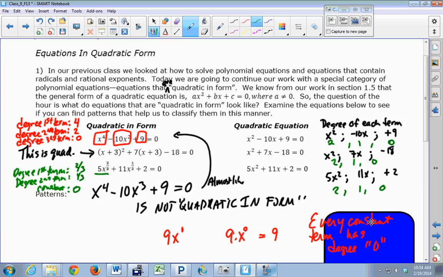All right, does this have the 2 to 1 relationship? Is the degree of the first term twice the degree of the second term, the middle term? So that's what you're looking for, that pattern. The pattern being the degree of your first term is twice the degree of your middle term, and your last term is a constant. That's quadratic in nature. So let's see how we would solve an equation that was quadratic in form.